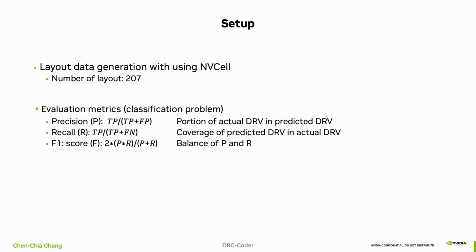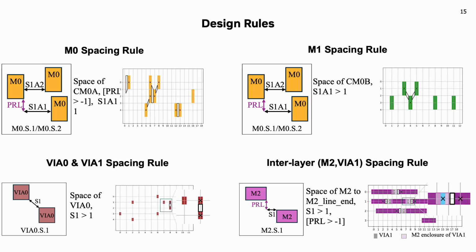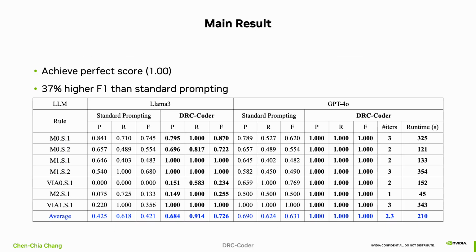And this is our evaluation metrics. Because the design rule violation detection problem can be viewed as a classification, we use the precision, recall, and the F1 score as our metrics. Here's some demonstration of our design rules. We have M0, M1, VR0, VR1, and also an interlayer spacing rule that needs to consider both M2 and VR1 metals. And here are our main results.